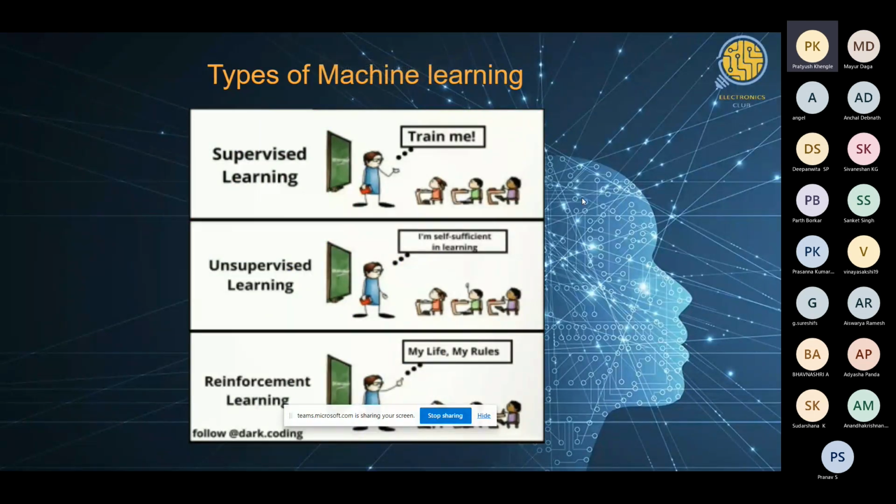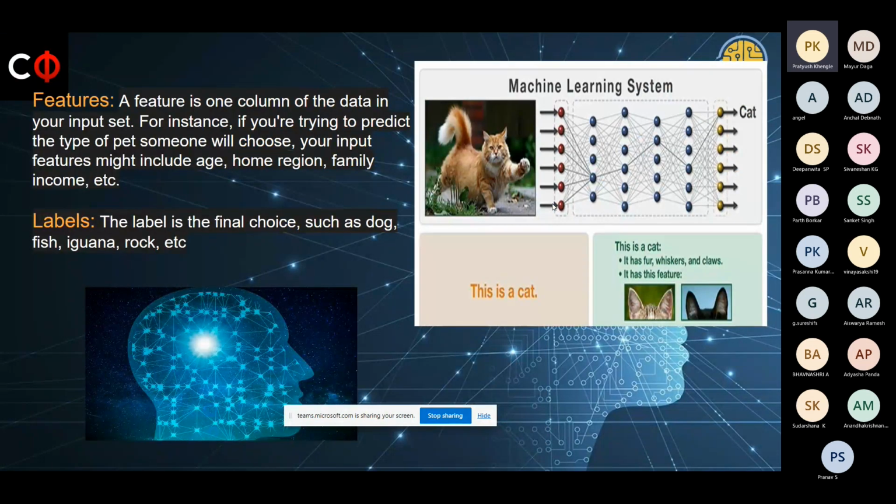Now, there are mainly three types of machine learning: supervised, unsupervised, and reinforcement learning. Before we get into all that complicated stuff, there are two things you need to understand. One is feature, and another one is label. So, a feature is one column of data in your input set.